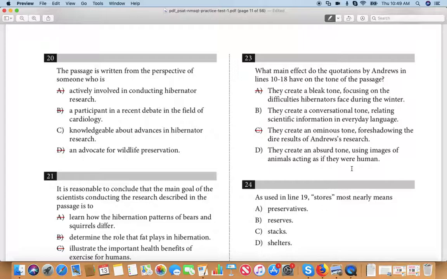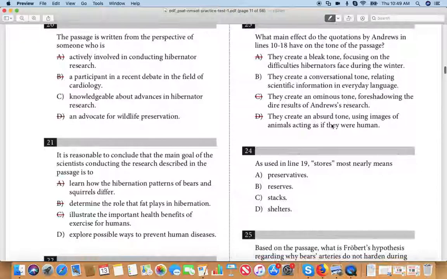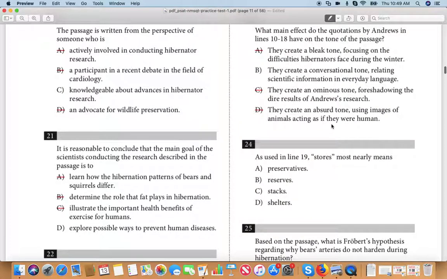Now, don't be tempted when you focus on just half of an answer choice. If you just focus on the second half of D, it sounds good, using images of animals acting as if they're human. It does that, but it doesn't create an absurd tone, so we can eliminate D. You have to read the whole answer choice and test the whole thing. One word can throw off an answer choice.